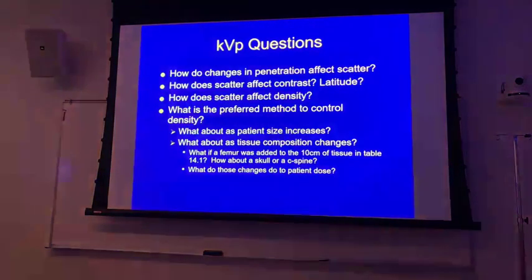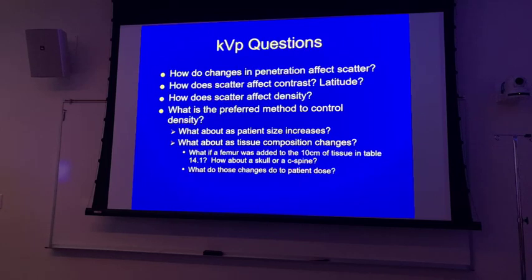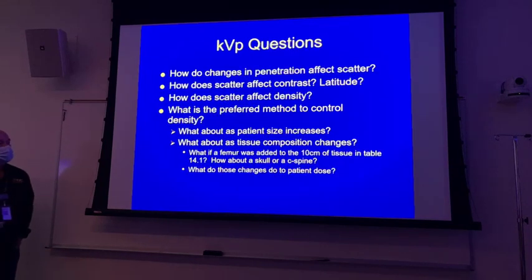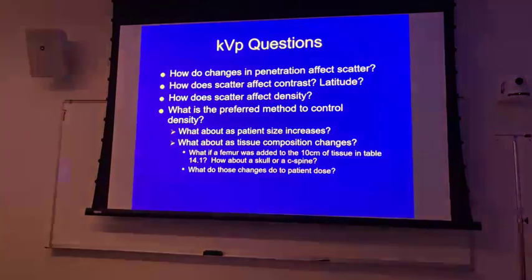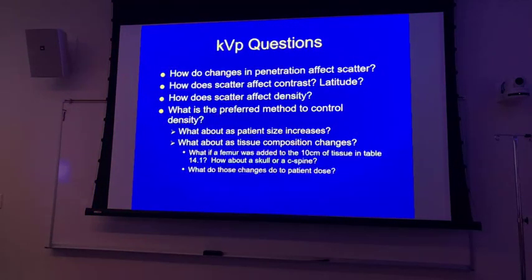So, how do changes in penetration affect scatter? How does scatter affect contrast and latitude? How does scatter affect density? And what about patient size increases? What about tissue composition changes? And some examples there. And what do those changes do to patient dose?